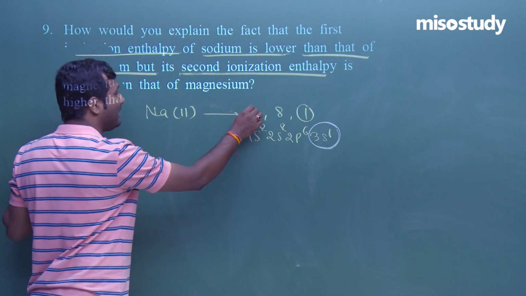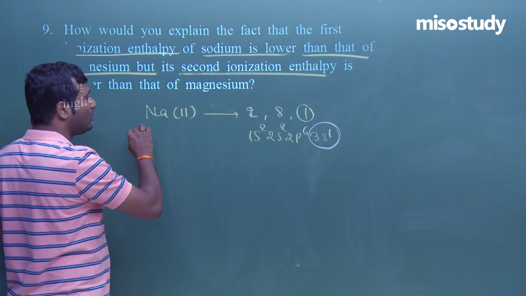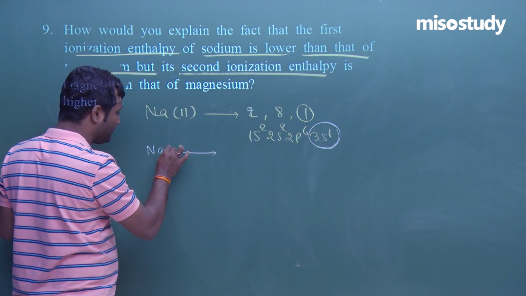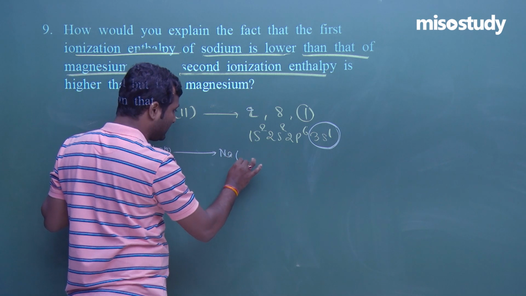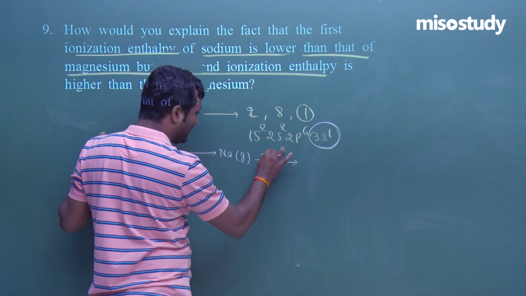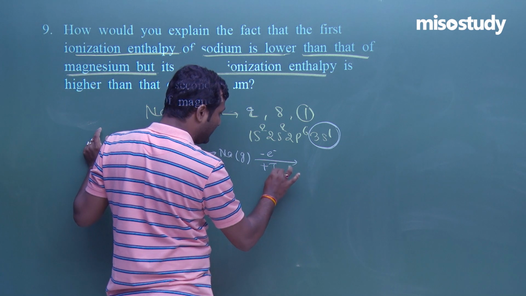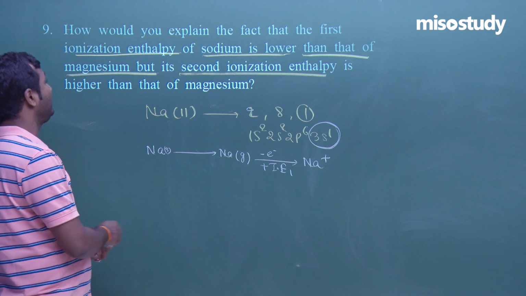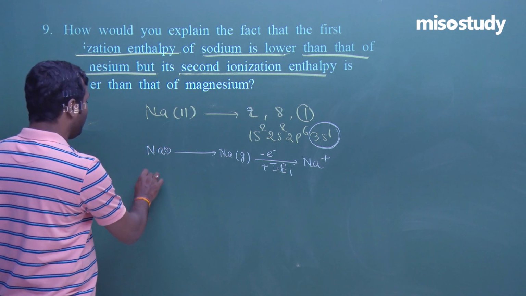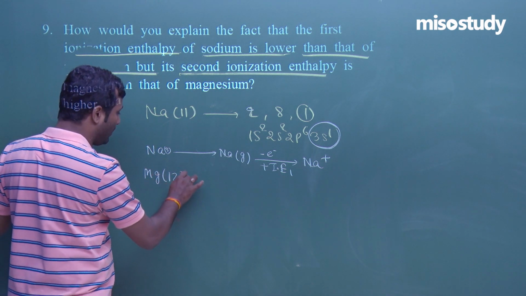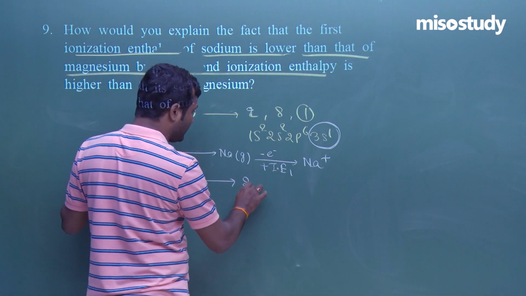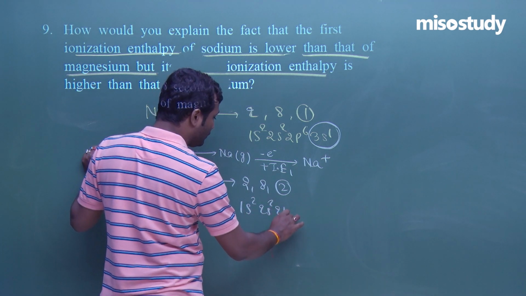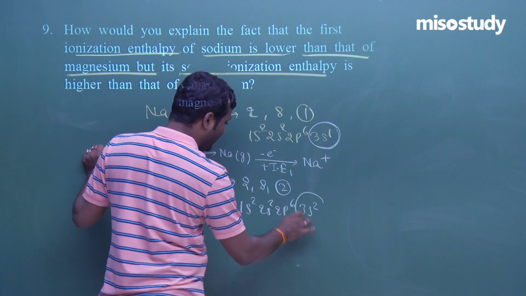So we require very little energy to release the electron. That is, Na solid is converted to gaseous form, then the release of the electron takes place easily and it forms Na plus. But if I talk about magnesium, magnesium has atomic number 12 and the electronic configuration is 2, 8, 2. Clear? Like 1s2, 2s2, 2p6 and 3s2. Clear, my friend?